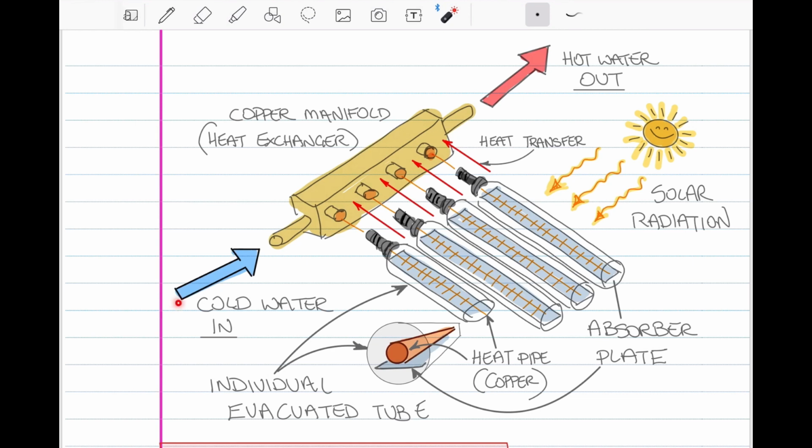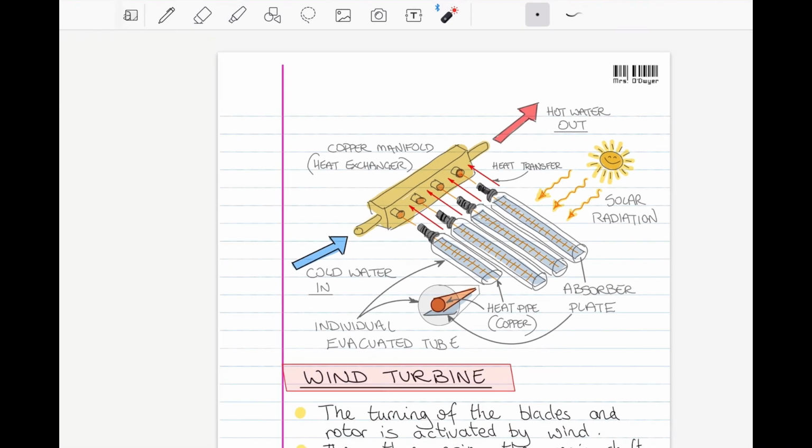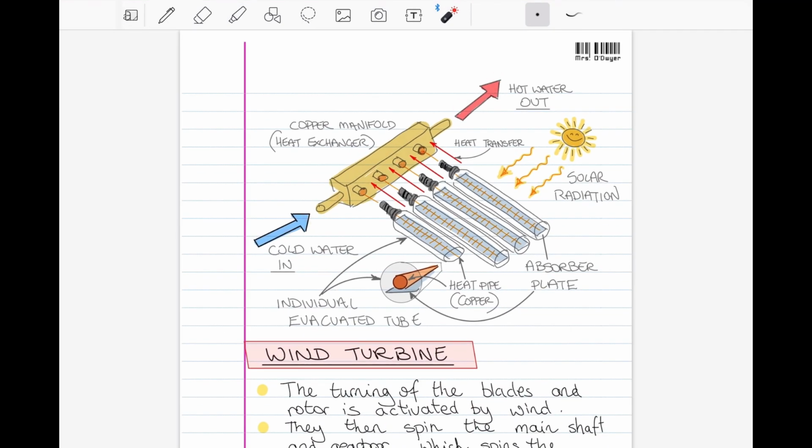Okay. Cold water comes in here into the manifold. It's a copper manifold. This is where the heat exchange takes place. And a heat transfers that hot water out, because each individual evacuated tube is generating heat using solar radiation. So solar sun creates this heat transfer and it allows a heat exchange to take place. And we get cold water in and hot water out.